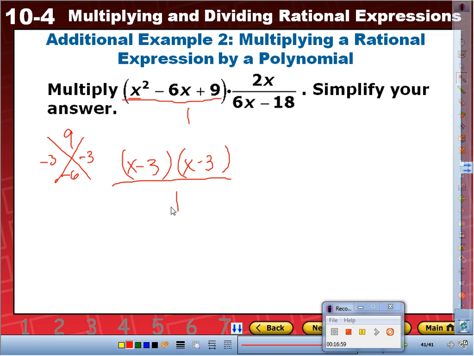Okay, can I simplify this fraction anymore? No. I go to the next one. 2x over, GCF here is 6, and I'm left with x minus 3. However, can I factor this 6 anymore? Yes, that becomes what? 2 times 3. So now check this out. I can simplify this fraction here, right? By eliminating the 2's, right? However, look what I'm going to do. I'm going to go straight to my last step.